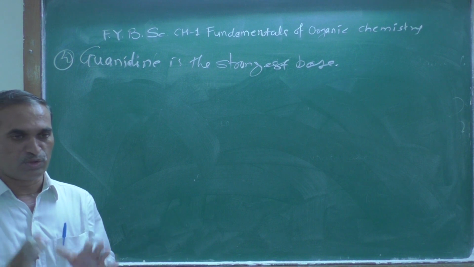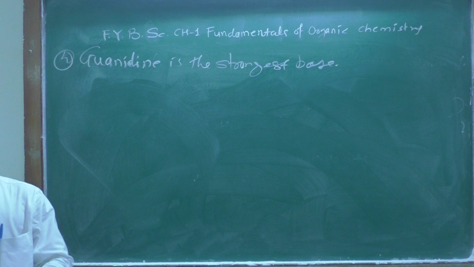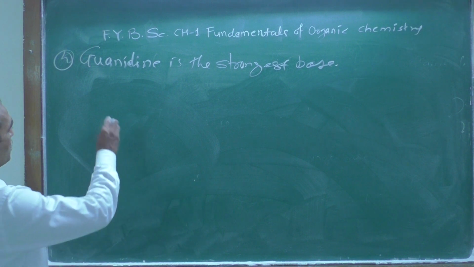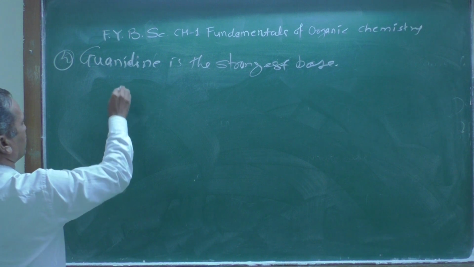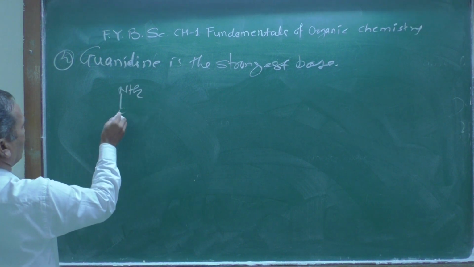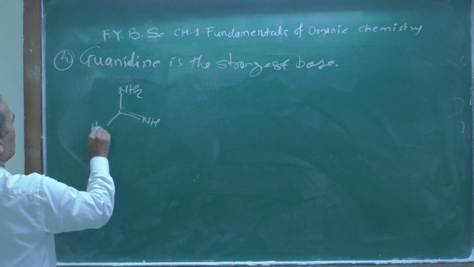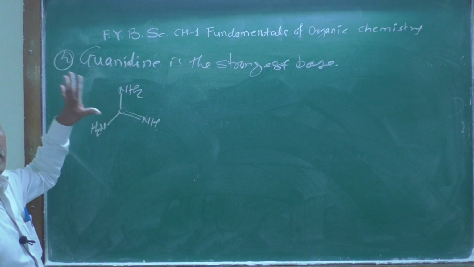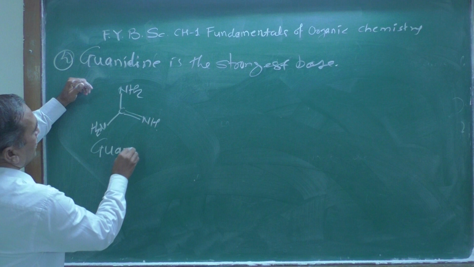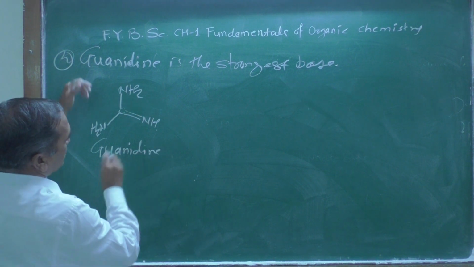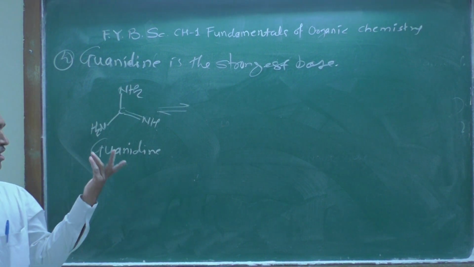And guanidine, I know that most of you do not know its structure. What will be the structure of guanidine? Let us look here. The structure of guanidine is this one, then NH2, then a double bond NH, and then H2N. This is the structure of guanidine, and as we know there are nitrogen atoms, and therefore it is basic in nature.